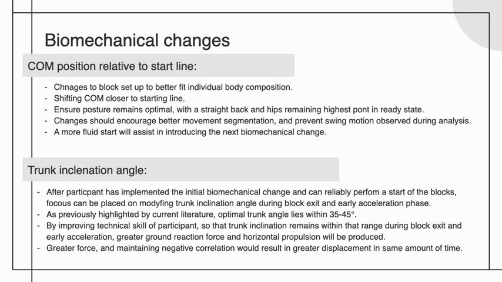By improving the technical skill of the participant and ensuring that the block setup is better than what it used to be, we can ensure that the trunk angle when leaving the block remains in that optimum range. By improving technical skill and ensuring that the range is met, we're going to exit the block quicker and also create greater ground reaction force and horizontal propulsion. Pretty much this means that we're going to be producing greater force and maintaining negative correlation.